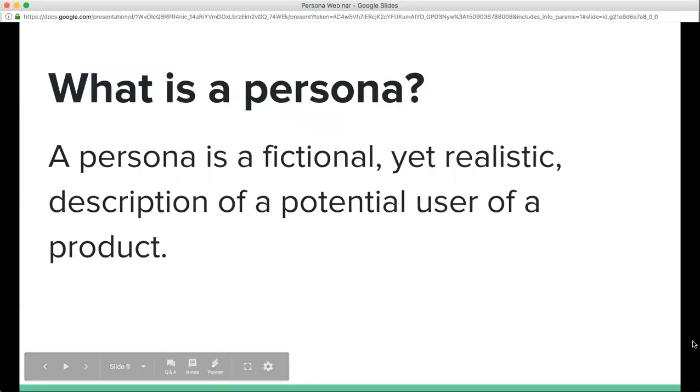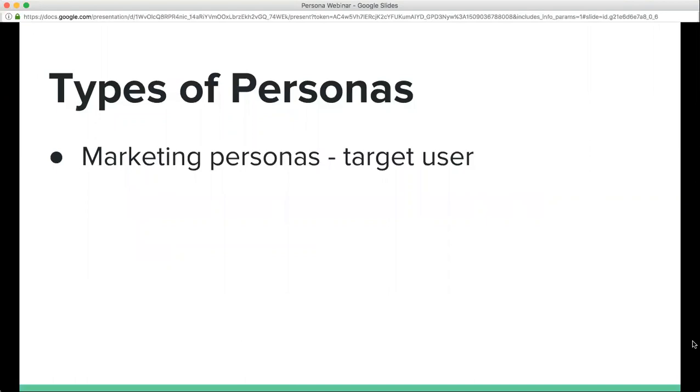So what is a persona? A persona is a fictional yet realistic depiction of a potential user of a product. The typical persona, if people have heard of personas, is the marketing persona, which is the target user. That's kind of your average person, the middle of the road. I've sometimes heard of people designing for the average student, and we would like to suggest today that that's not a good approach. There is no such thing as the average student.